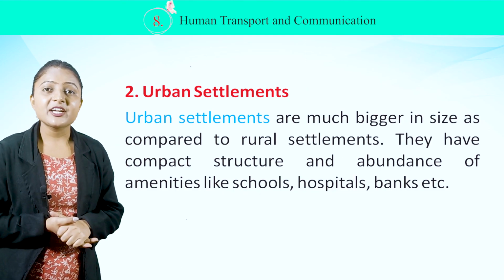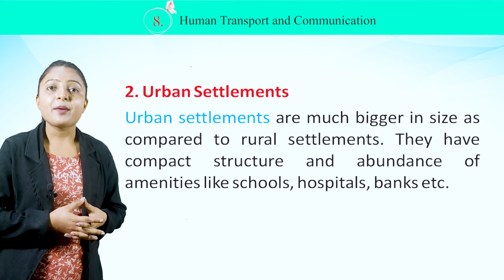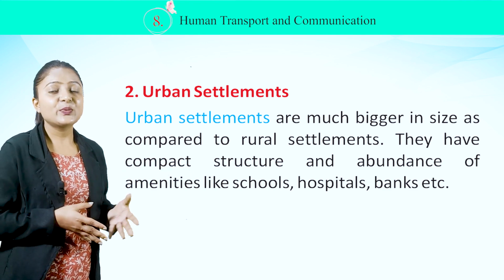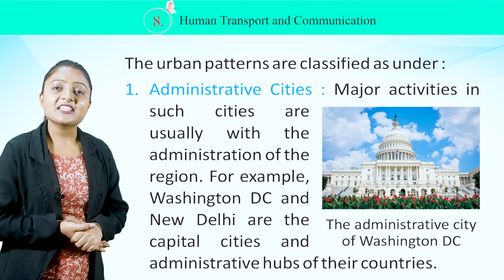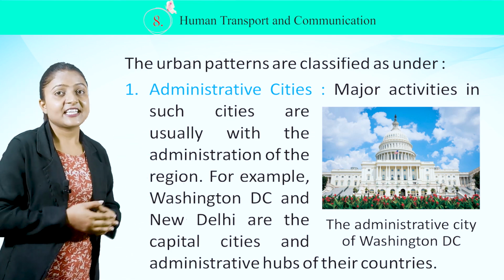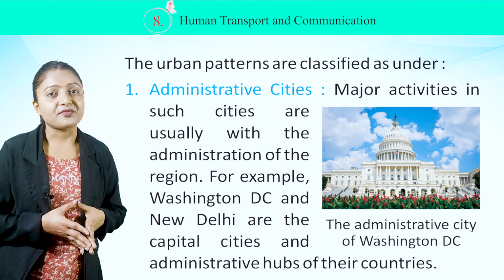Urban settlements are much bigger in size as compared to rural settlements. They have compact structure and abundance of amenities like schools, hospitals, banks, etc. The urban patterns are classified as under. Number 1. Administrative cities. Major activities in such cities are usually with the administration of the region.